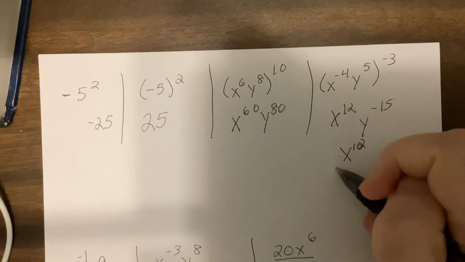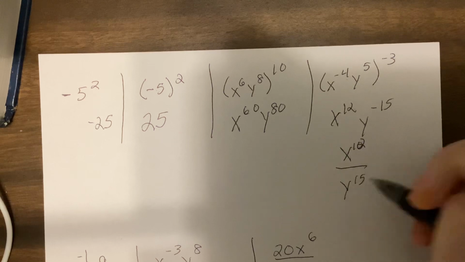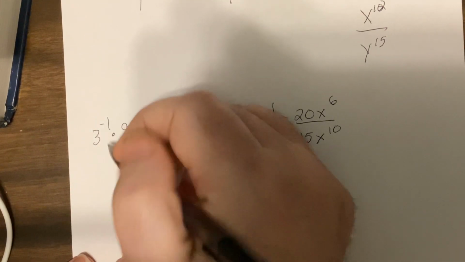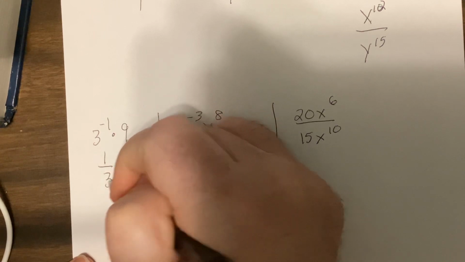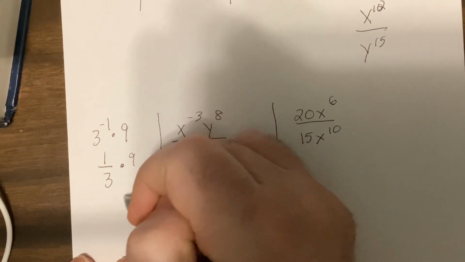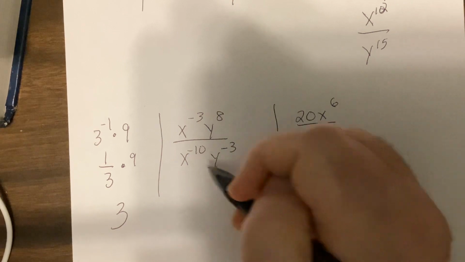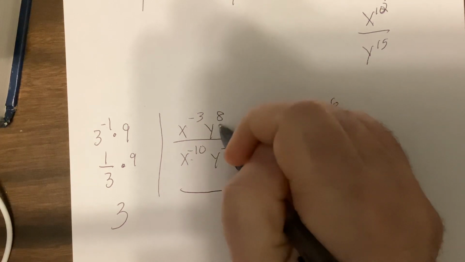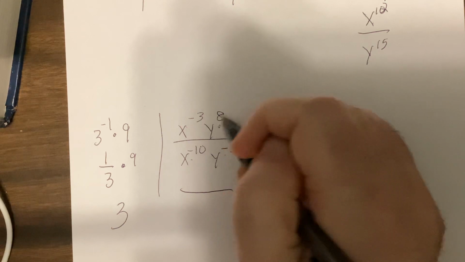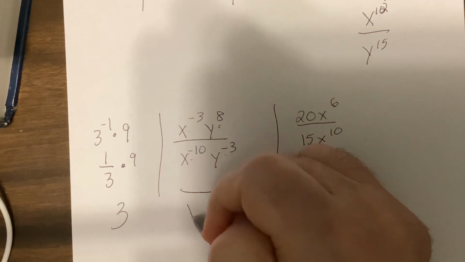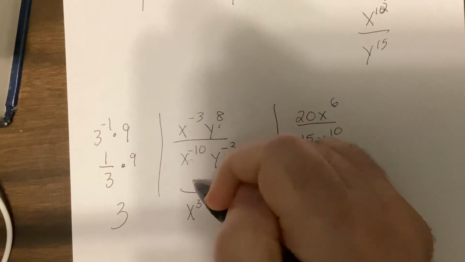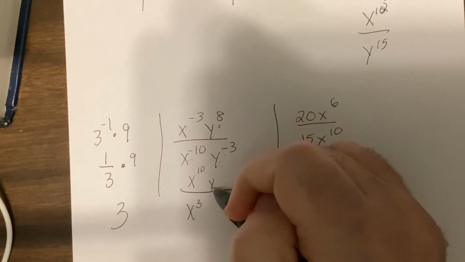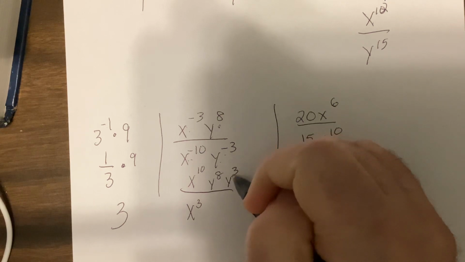Oops, down. And this one, this has a negative power, so I flip it. And 1/3 of 9 is 3. Negative power, flip. No flip. It doesn't have a negative. This comes on down. This goes on up. This goes on up. And y to the 8th stays in the top.